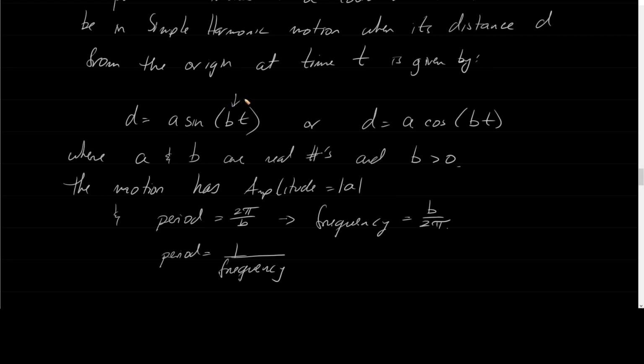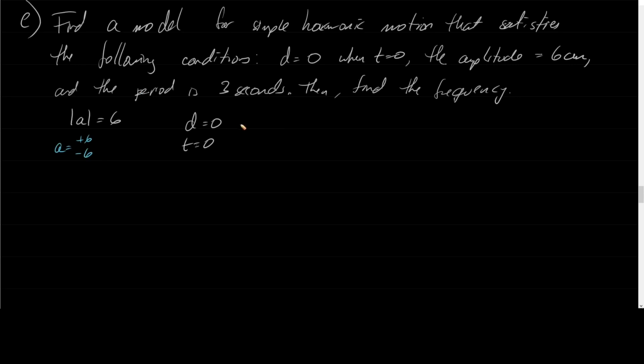If t is 0 here, then this entire thing inside here is 0. And then sine of 0 is 0. So 0 times a is 0. So d is equal to 0. So that would work here. Would that work with cosine? Let's see. Plug in 0. So b times 0 is 0. Cosine of 0 is 1. 1 times a is a. So we will end up with the value of d equals a. So that means that we cannot be working with that one. We must be working with sine. So these two imply that our model is d is equal to a sine of bt.